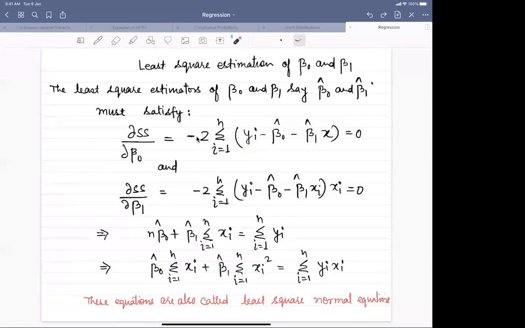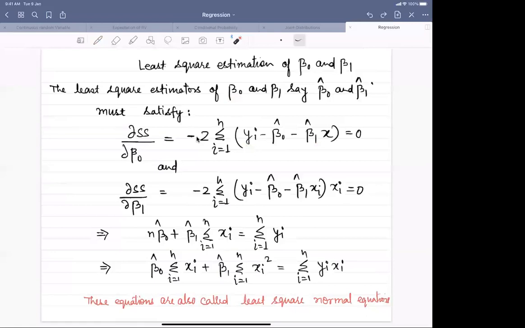So we say that beta naught cap and beta 1 cap are estimators of beta naught and beta 1. They are determined from the sample, but they are estimators for the beta naught and beta 1 which belong to the larger population. Because we are determining beta naught cap and beta 1 cap from the least square estimates, they are least square estimators of beta naught and beta 1.